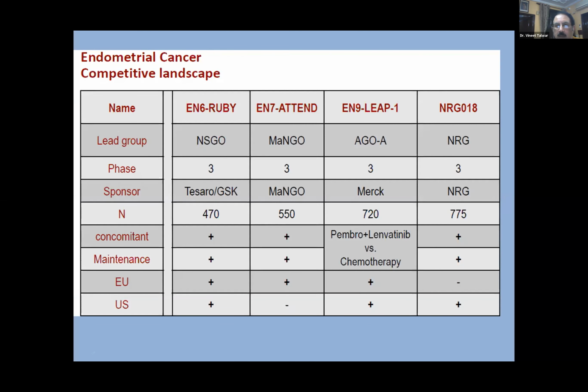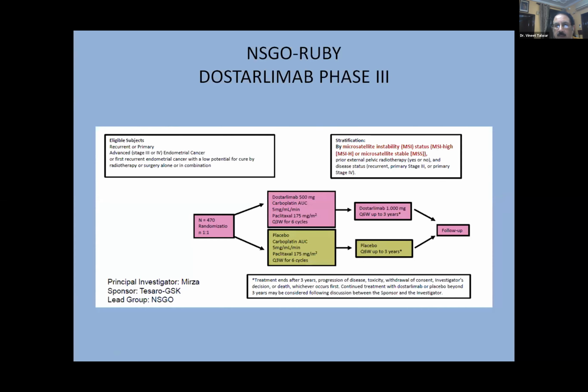There are a lot of other studies which are going on, phase 2 and phase 3 studies, like this study with dostarlimab. This was initially tested as a single agent. Now it is being combined with paclitaxel and carboplatin. And this was again pitted against the standard paclitaxel carboplatin, 1:1 randomization, and the results have yet to come.